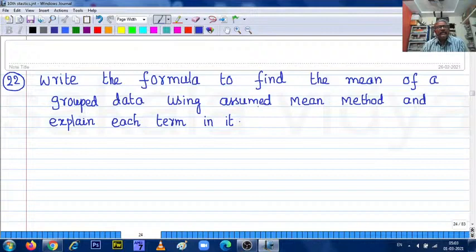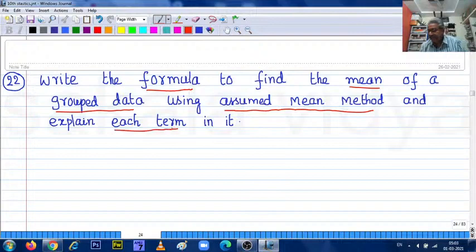So all of you just read the question very carefully. Write the formula to find the mean for a group of data using which method? Assumed mean method. And we need to explain each term or each letter in the formula. So first of all, write down the formula. After that, each letter needs to be discussed in a very clear manner, what is meant by each letter involved in the given formula. So now let us write the solution.